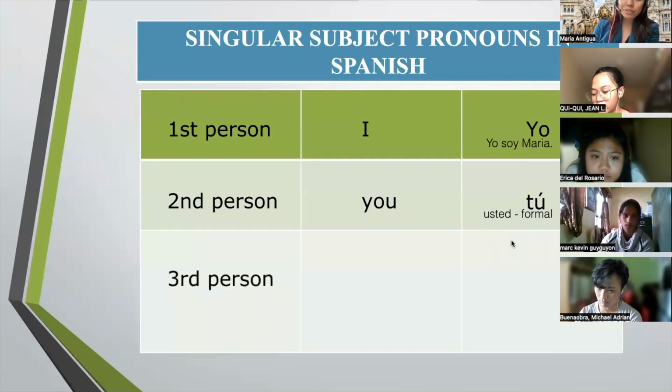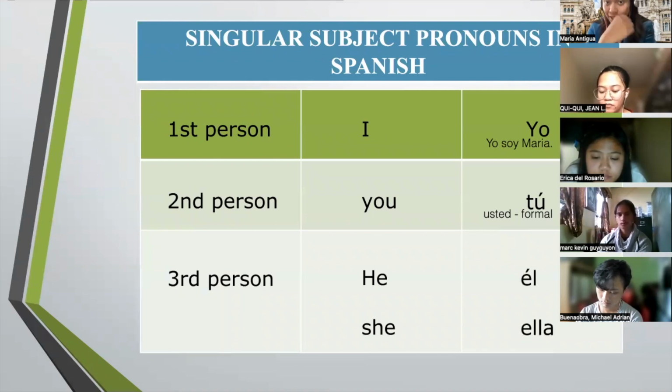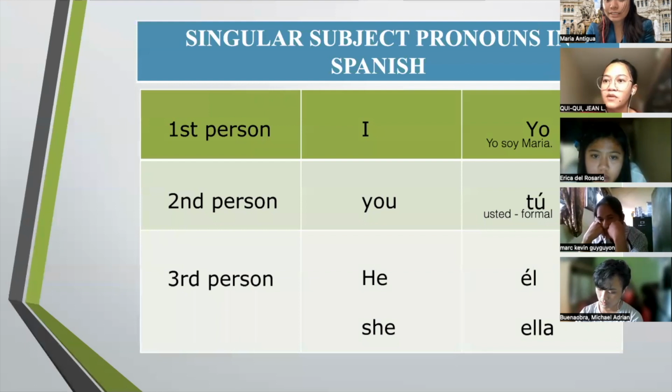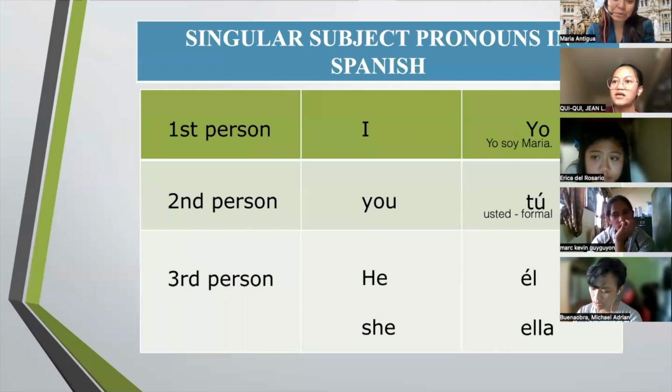Next, we have the third person naman, he or she. Yung sa he is él. Yung she is ella. Okay? Repite, por favor. Él. Él. Ella. Ella. Hindi siya ella. Okay? Ella. Pwede rin ella. Okay? Ella, it's okay.